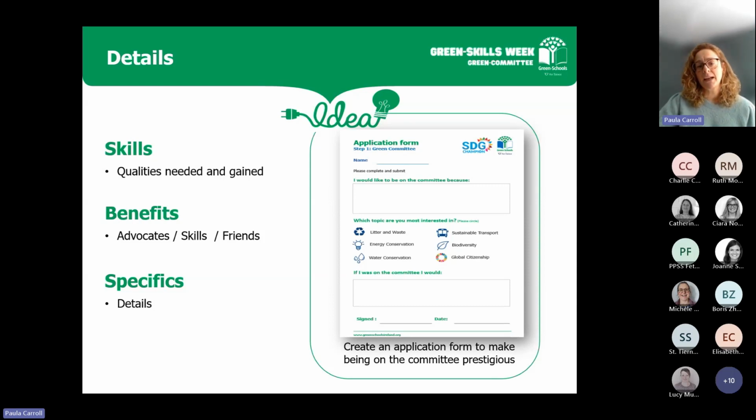You're also going to be making new friends likely as well, because within committees, they're made up of lots of different year groups. So there'll be people in there you don't know, you haven't really seen before, but you might strike up a friendship with them.